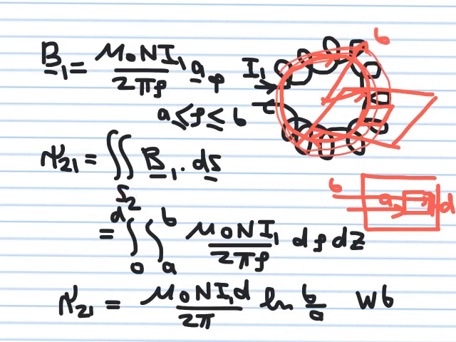This integral is very easy to calculate. The integral of dz will give me z, so I multiply by d. The integral of 1 over rho is ln rho. Put upper limit minus lower limit, you get the ln of b over a. So this is psi 21.